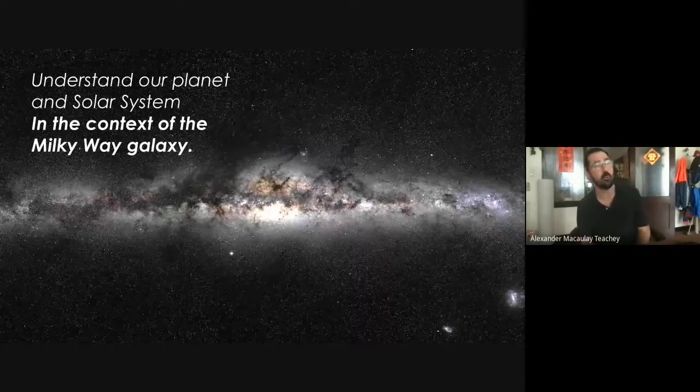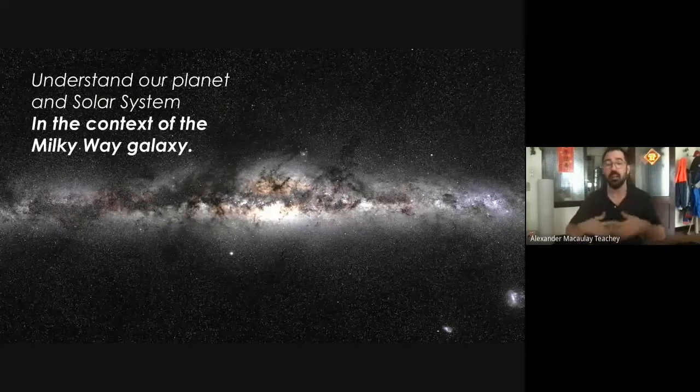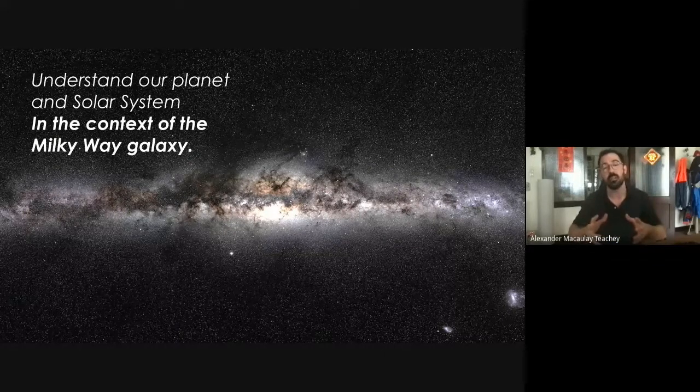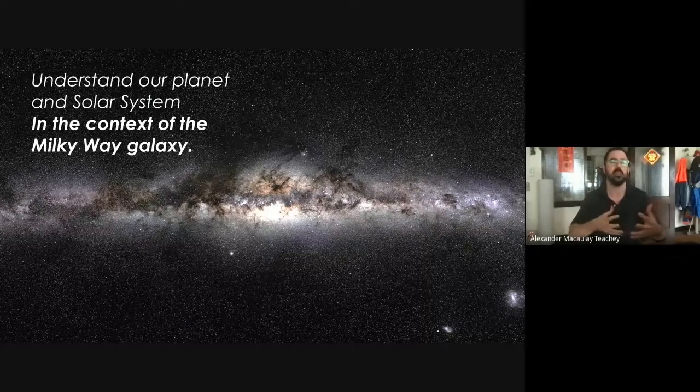And then finally, we really want to understand not just our planet, but also our solar system in the context of the Milky Way galaxy. There are a few 100 billion stars in the Milky Way galaxy. It's thought that most of these stars will have planets. And so, how does our solar system stack up against these others? In what ways is it typical? In what ways is it not so typical? That's really very much an open question.